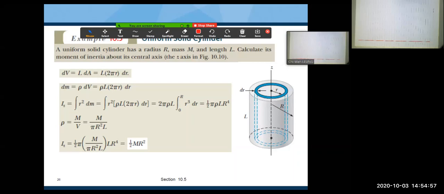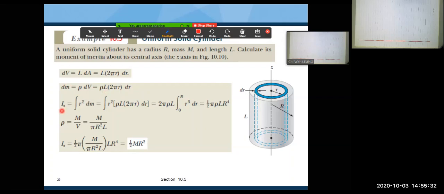So the highlighted cylinder I'm talking about has a volume that is equal to the cross-sectional area times the length: 2 pi r, the circumference, times the thickness of the cylinder, dr, times L. And the mass of this highlighted cylinder is equal to density times dV. So you get this equation.